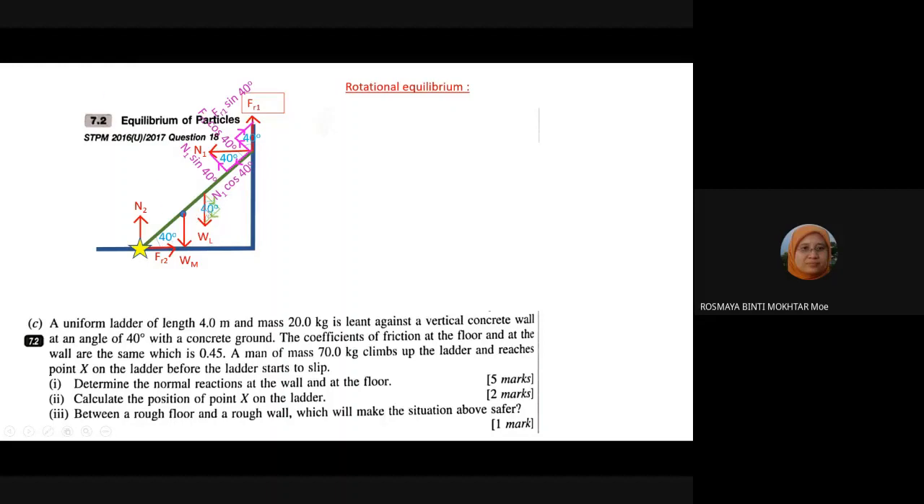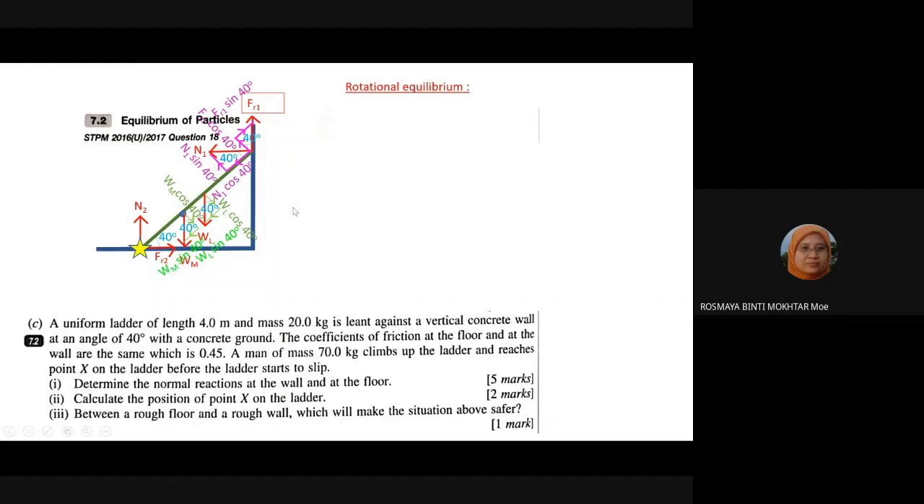Corresponding angle. Okay, no, this is similar triangle. So this is 40 degrees. So the components will be W cos 40 degrees and W sin 40 degrees, vertical and horizontal. And for the weight of the man also the same. Weight of the man, WM cos 40 degrees and WM sin 40 degrees.